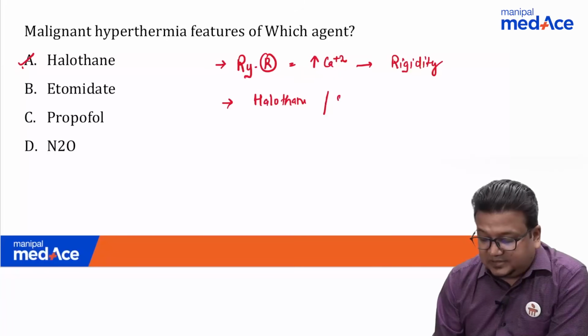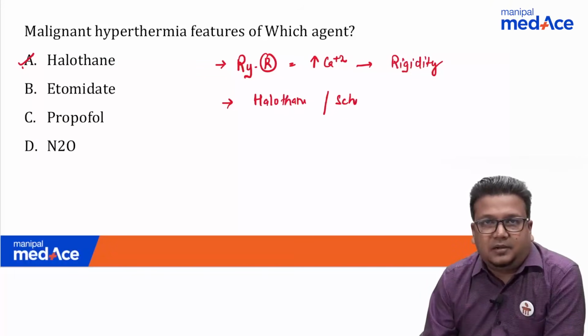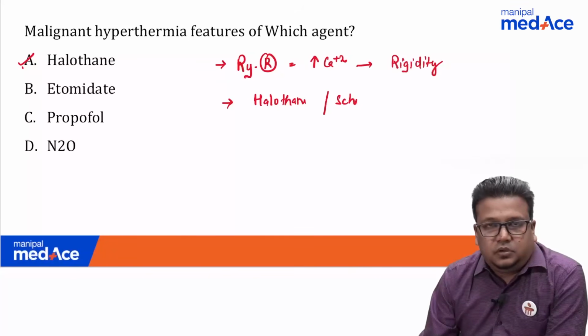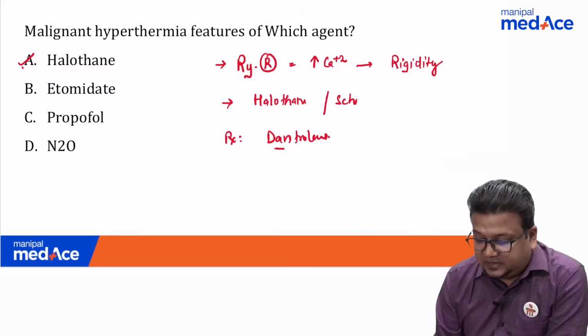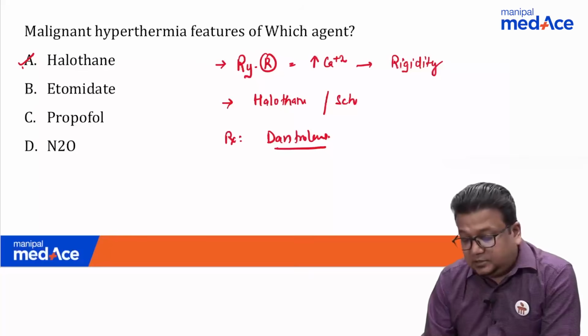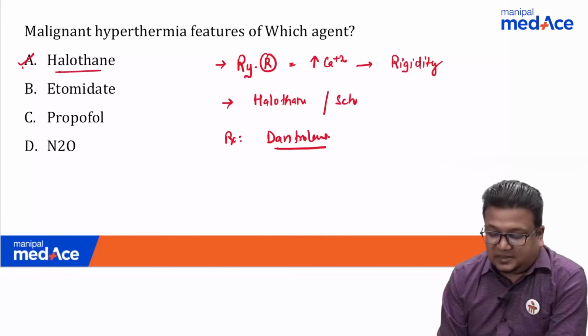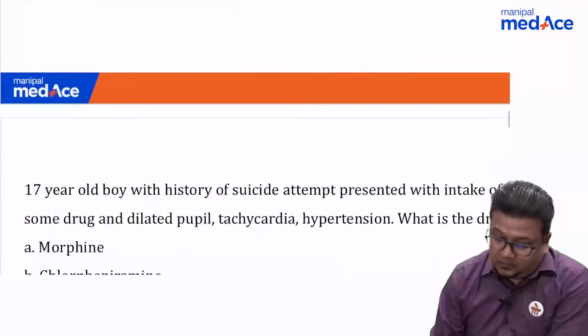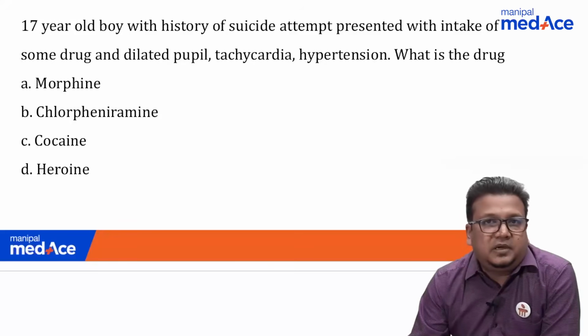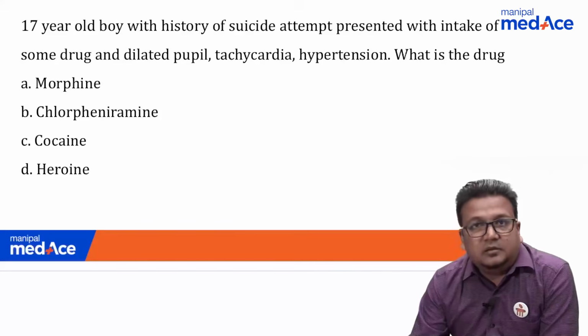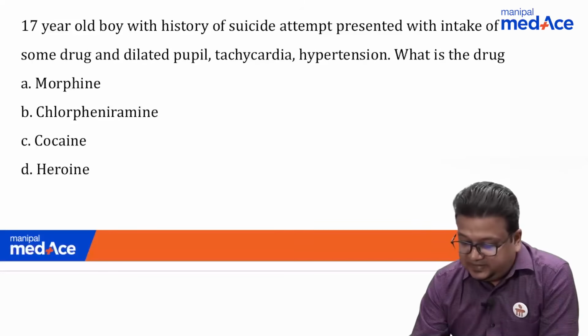or the muscle relaxant succinylcholine. These are the two most common drugs which cause malignant hyperthermia, and the treatment obviously is dantrolene, a directly acting muscle relaxant. So these are the questions which are asked on malignant hyperthermia, and halothane is the correct answer here. This question has been repeated quite often. It has been discussed as such in our lectures, notes, as well as in the MCQs.